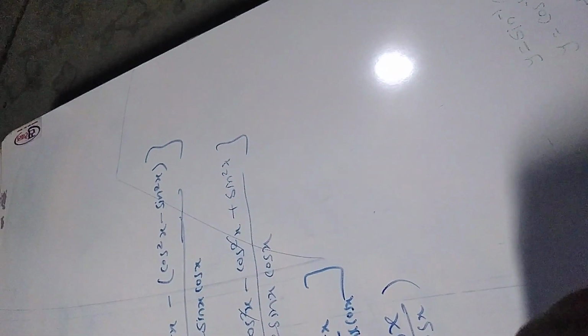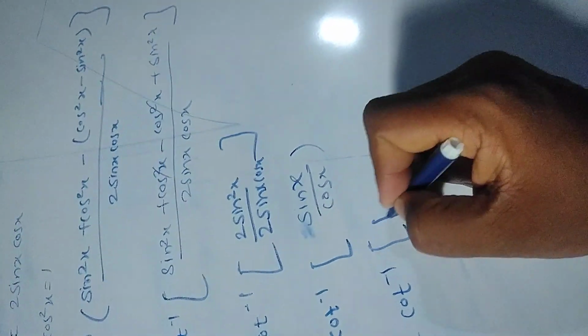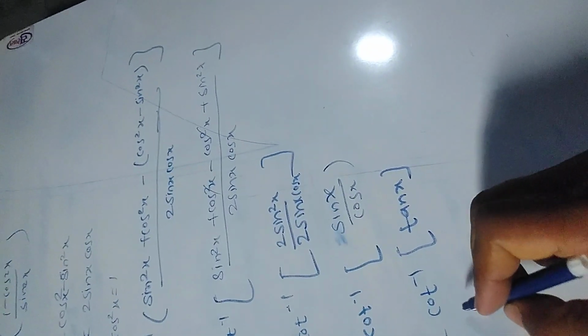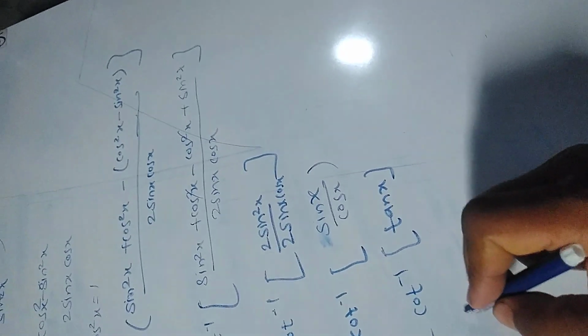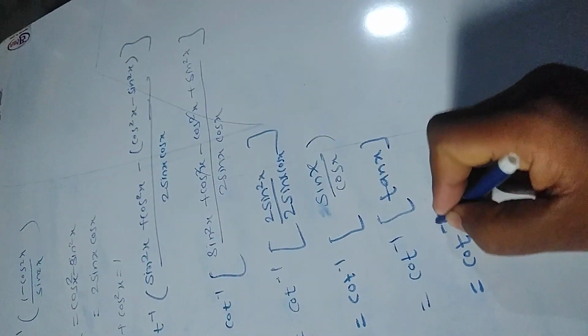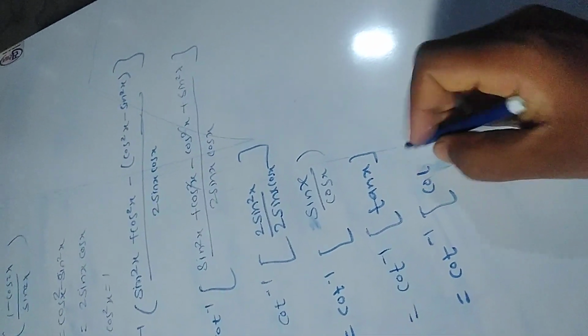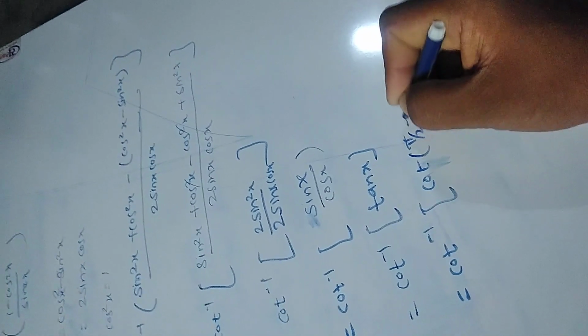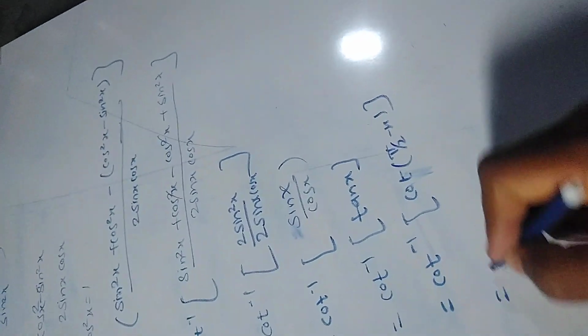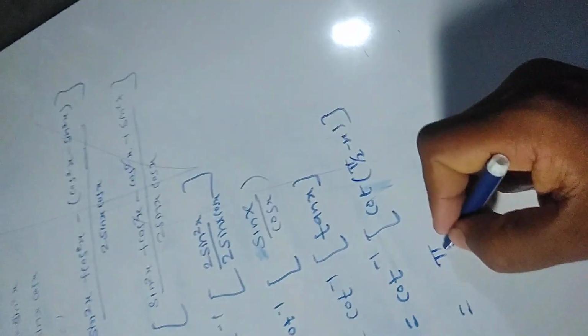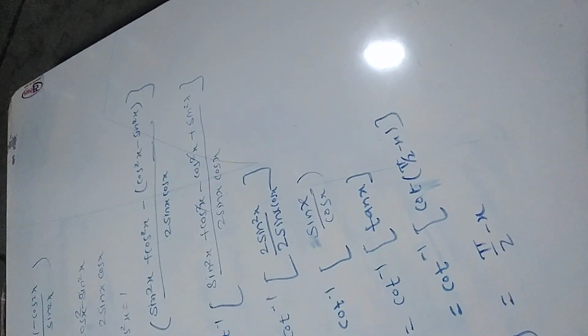So y is equal to cot inverse of tan x. But we know that tan of pi by 2 minus theta is cot theta. So we will make use of this formula, that is cot inverse of cot of pi by 2 minus x, which is tan x. So cot inverse and cot will get cancelled, the remaining term will be pi by 2 minus x. So y is equal to pi by 2 minus x.